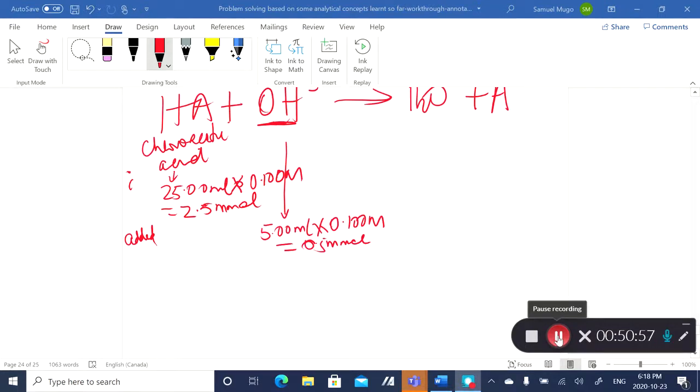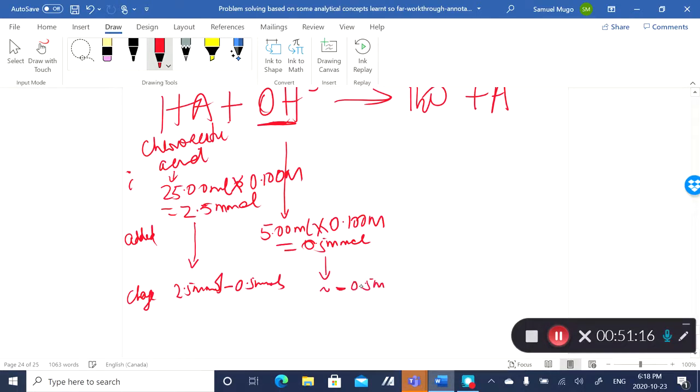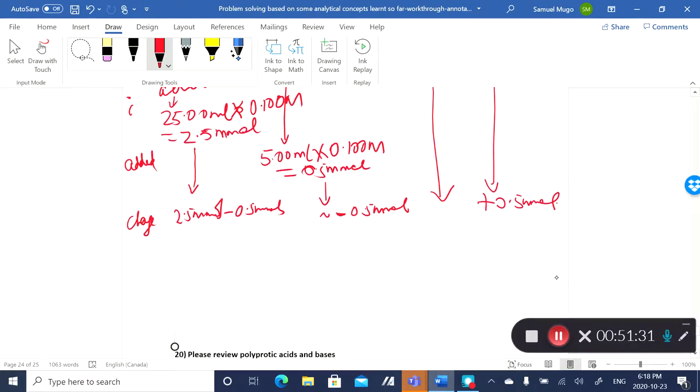Remember, for every mole of the titrant I add, there is a change. And so the change is 2.5 millimoles minus 0.5 millimoles. In this case, the change is minus 0.5 millimoles. All of it is consumed. And then I have made plus 0.5 millimoles of my product. I've also made the same amount of water, but I don't care about how much water I've made. And so my equilibrium amounts are going to be 2.0 millimoles of HA, while the base has been consumed, 0.5 minus 0.5, so approximately 0 millimoles, and I have 0.5 millimoles of my conjugate base.